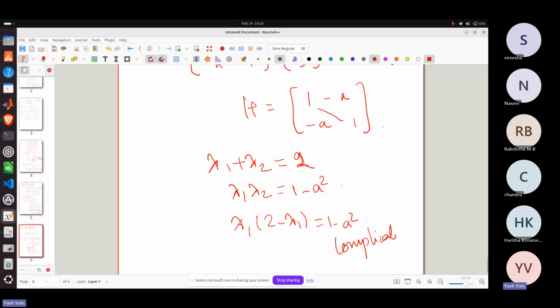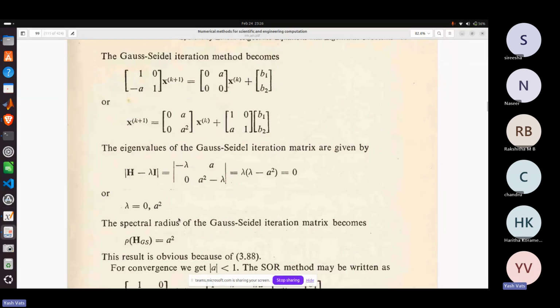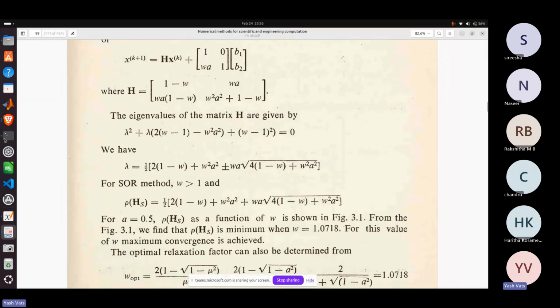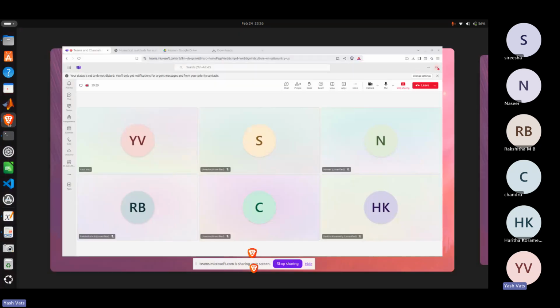So rather go by the direct way. If this doesn't solve it, then go by the direct way: determinant of H minus lambda is 0. So there are two ways you can go. All right, and hence mod a should be less than 1. That's it. Anyone has any issues in this?